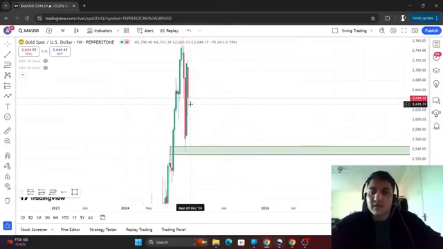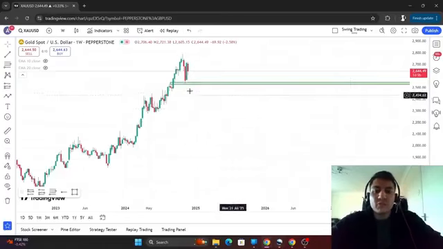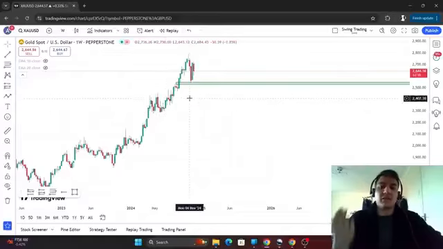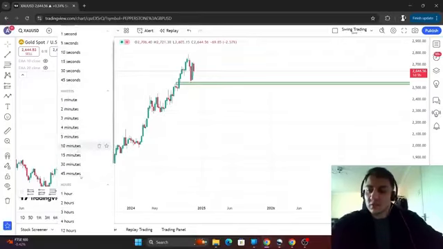Price wicks into it, instantly reverses. Now, for me, on the weekly chart, that looks quite bullish, right? We're looking at this higher time frame trend. We're in a bull market. To me, that looks quite bullish. So let's get onto the daily chart and let's just see what we can see.